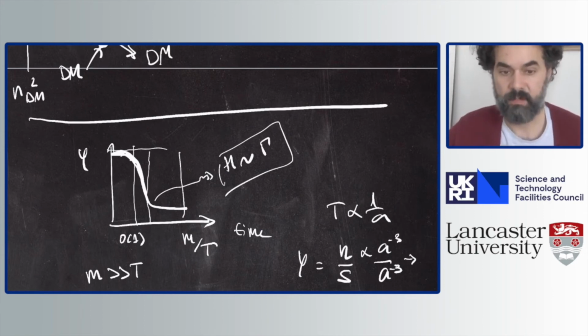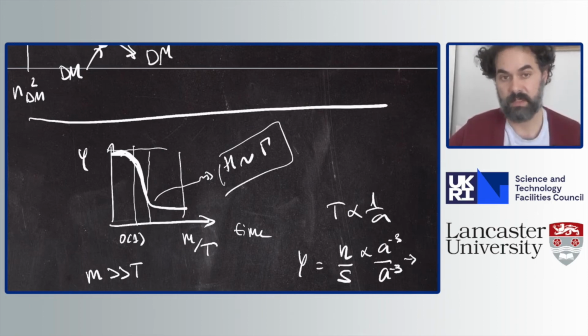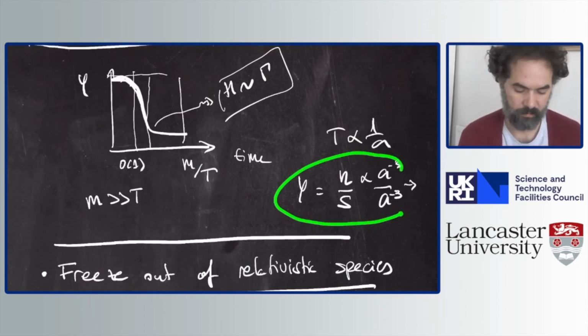So this process is called freeze out. Particles start in equilibrium and they freeze at some value of yield which is constant, meaning that the number density just dilutes as 1 over a cubed. And this is what I have written basically here.